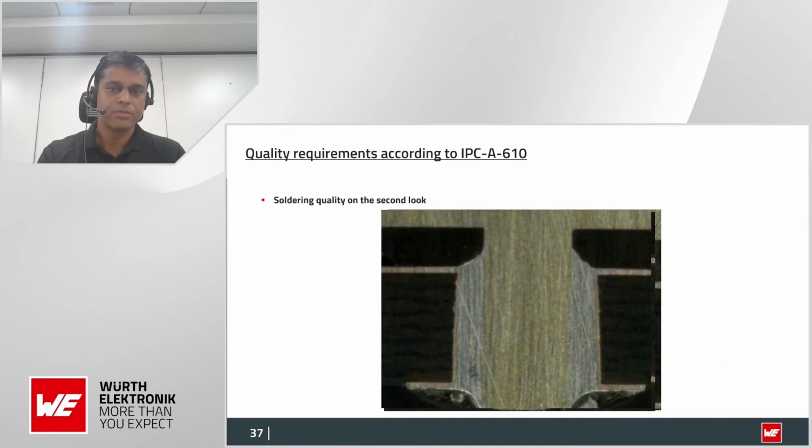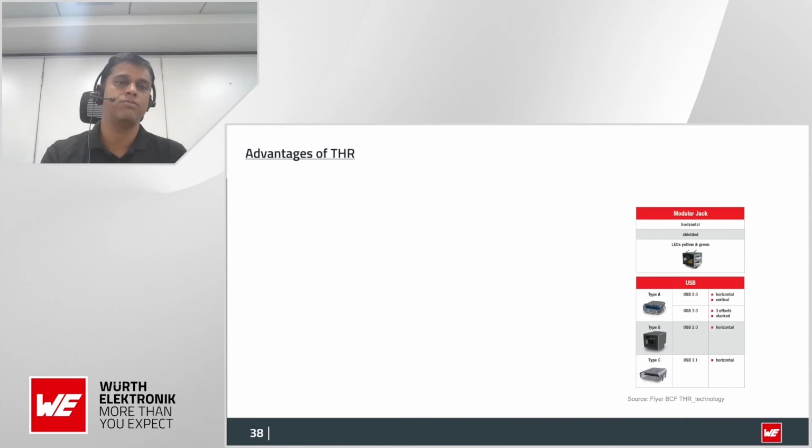So this is how you need to check some of the quality points. Then the advantages of through-hole reflow. We have seen the emergence of through-hole reflow, and then we talked about the material change with respect to the connectors which we use, the design change, the calculation of stencils, how you design, and then the process of through-hole. So now we talk about the advantages.